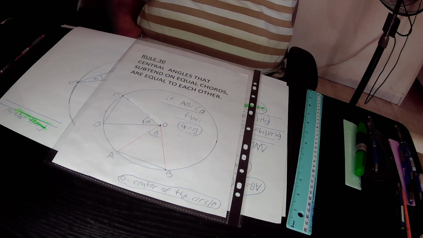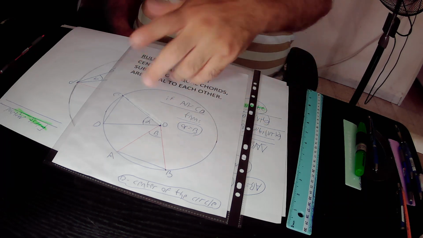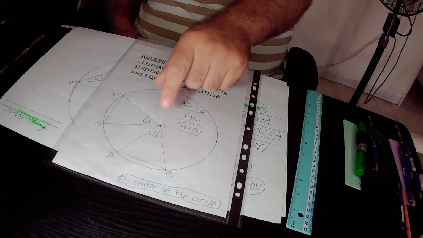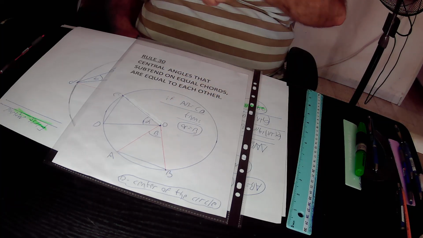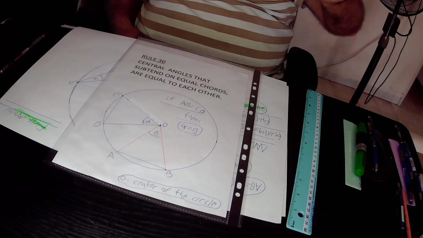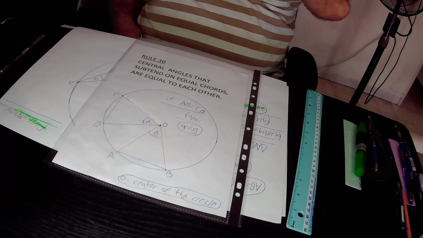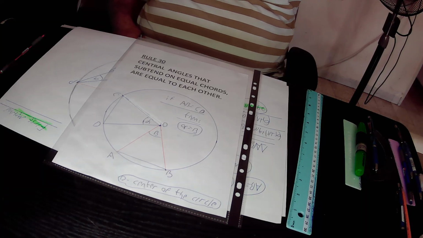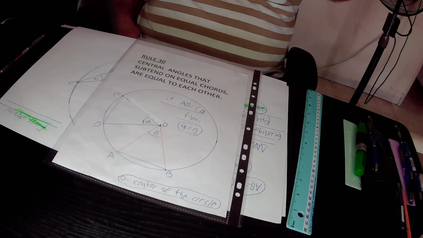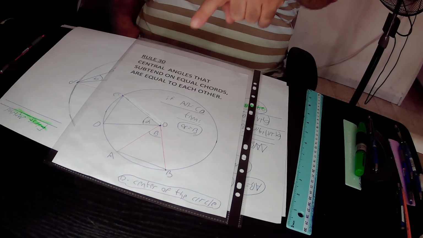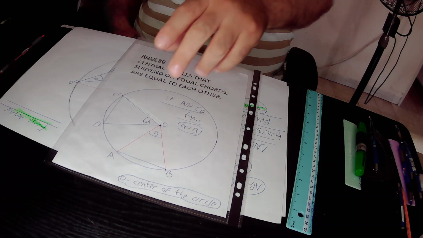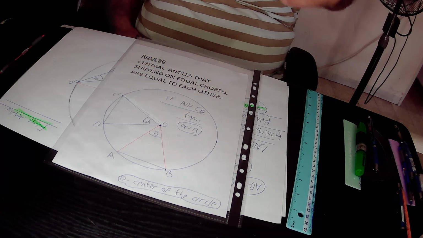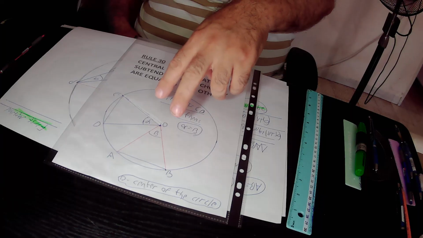According to this rule 30, if AB equals CD, that is to say those two central angles subtend equal arcs, then alpha equals beta. Then they are equal to each other in their sizes. So if chord AB equals chord CD, it means that those two central angles subtend equal arcs, then they are equal to each other in their sizes. That is to say, alpha equals beta.